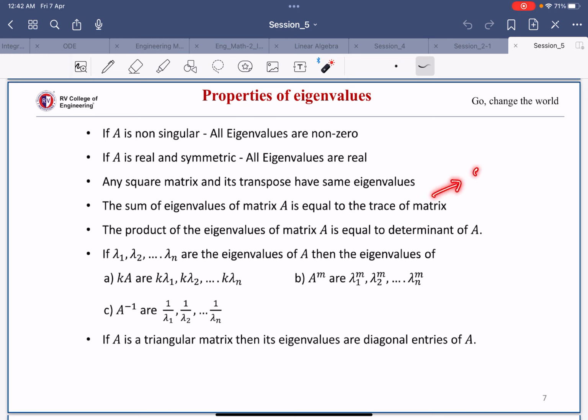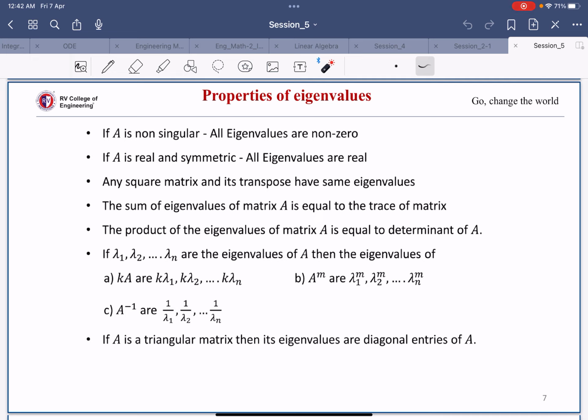Trace represents the sum of principal diagonal elements of a matrix. Sum of principal diagonal elements of a matrix represents the trace of the matrix. The product of the eigenvalues is equal to the determinant of the matrix. Very, very important point. And this is also an important point.